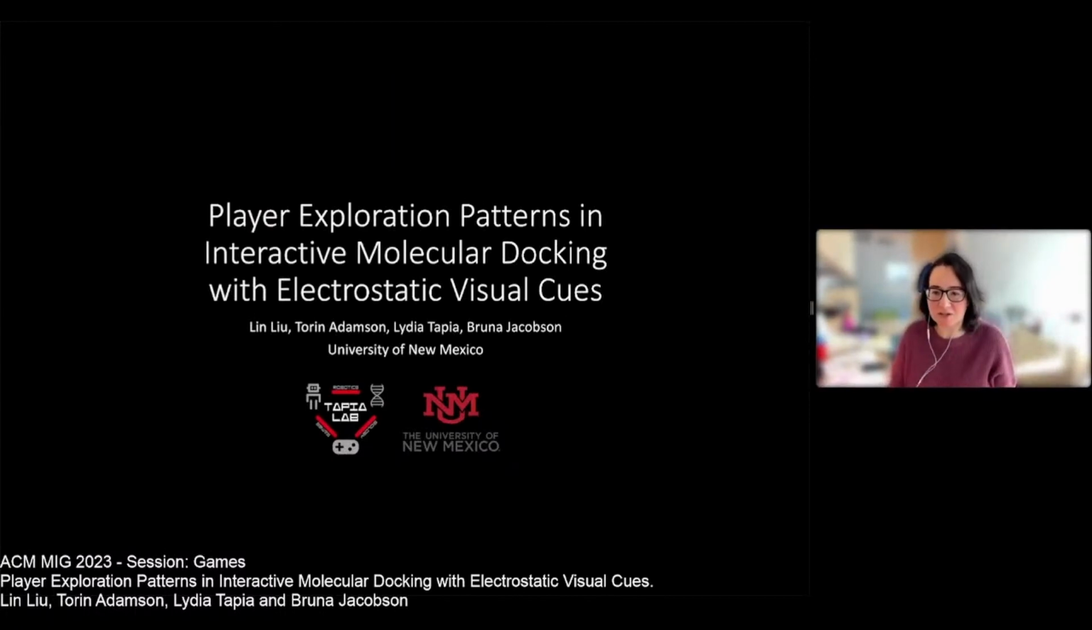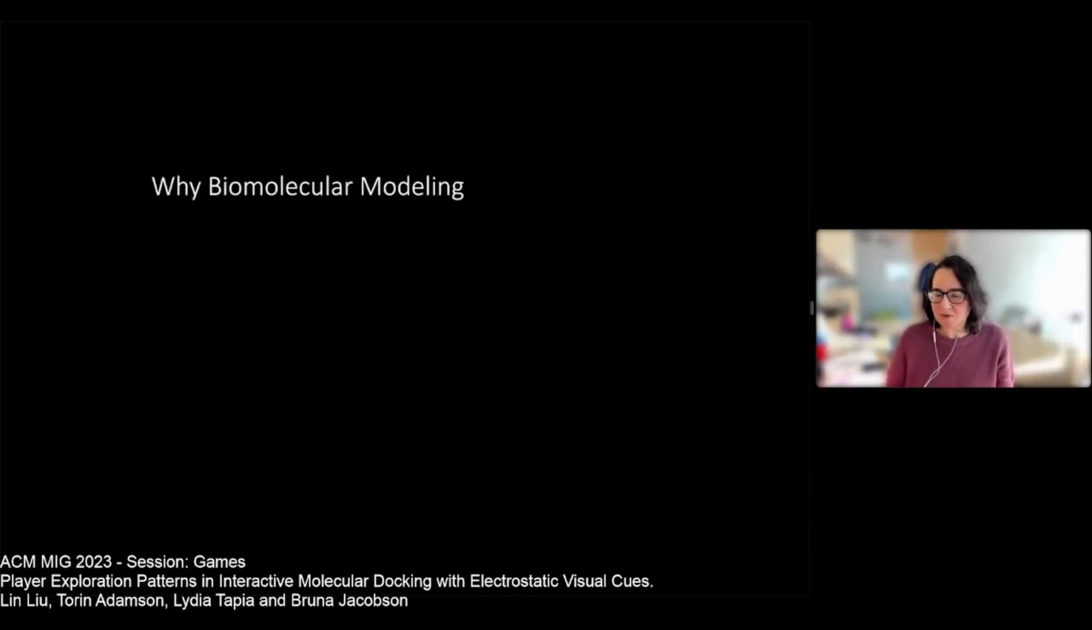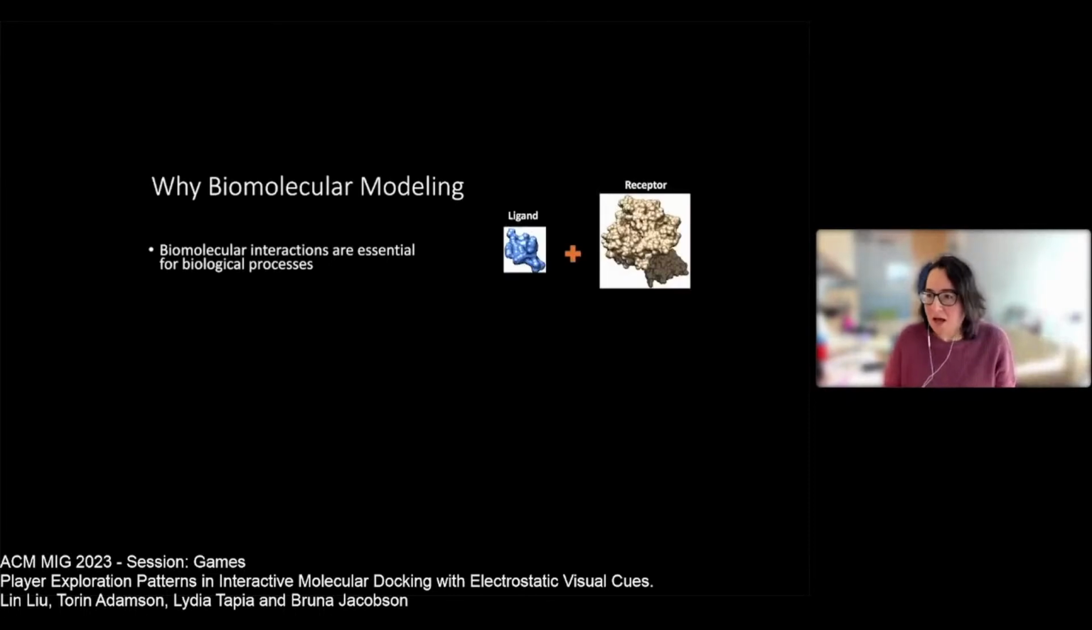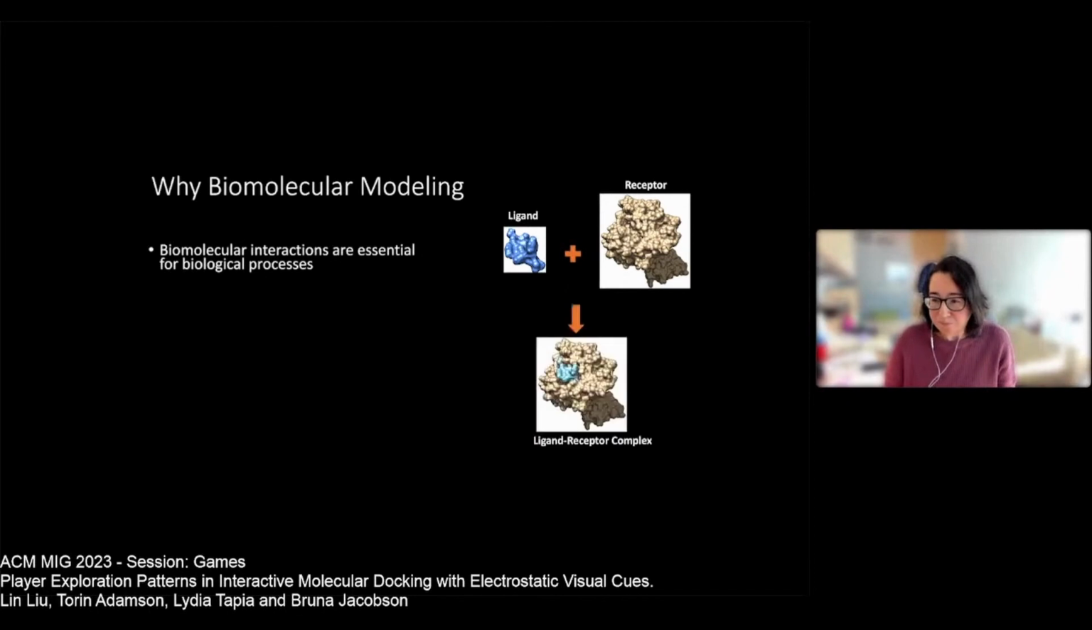So we're talking about this scientific game we're developing here at the University of New Mexico that does molecular docking. A little bit of background on the science: we do biomolecular modeling because these models are essential for biological processes that happen in the cell. The systems we model are receptor proteins that live on the surface of cells, and when they interact with certain ligands, they can start a process in the cell that is due to this ligand-receptor complex that is formed. The ligand finds the receptor because there is an energy interaction between them, and also the ligand has to fit in a certain cavity in the receptor.